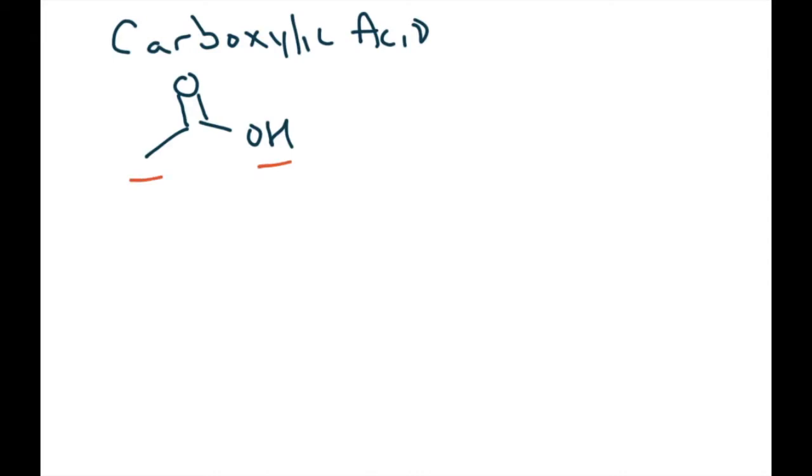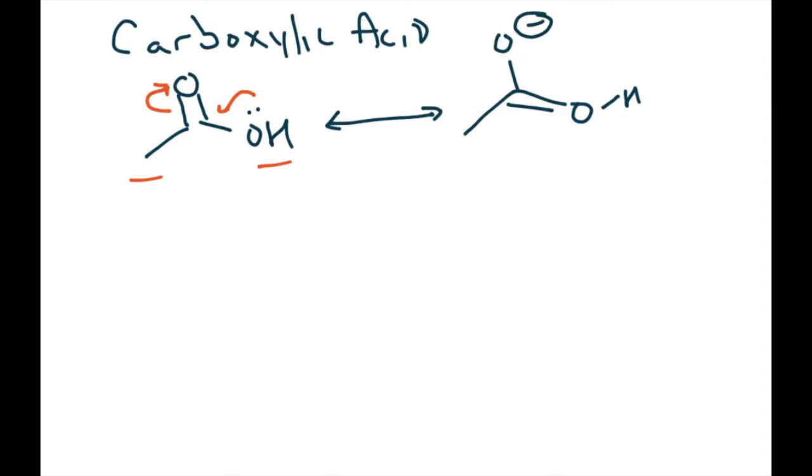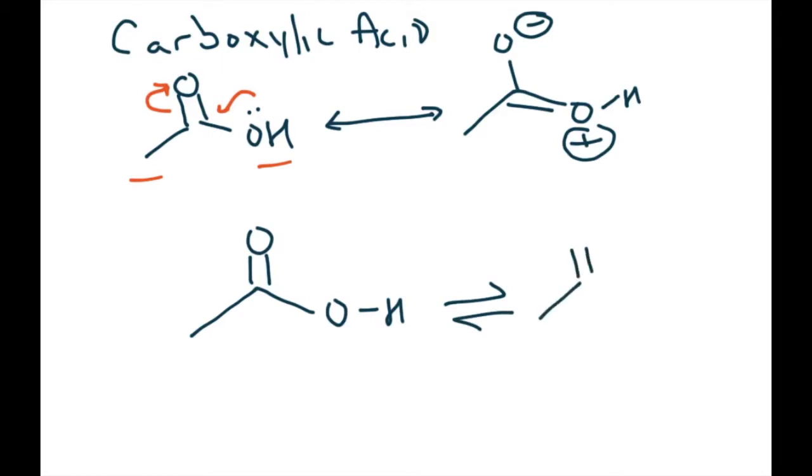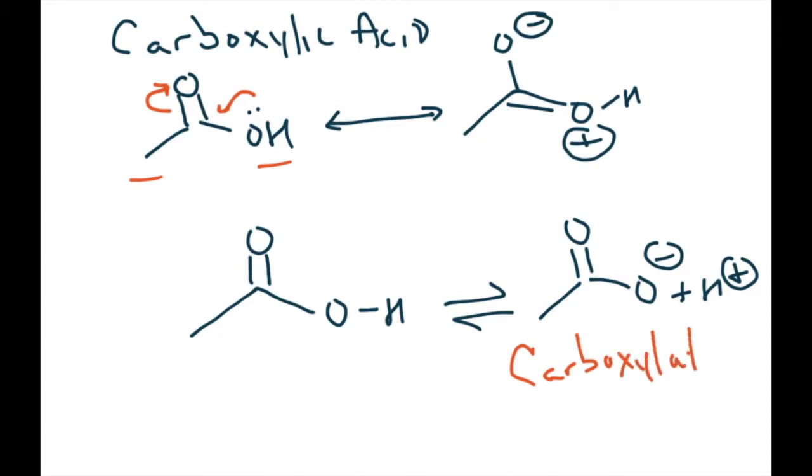Carboxylic acids exist in two resonance forms, right? We can take the lone pair on our oxygen and it can push down, push electrons up, and that's going to give us this structure here with an O minus and an O plus. As the name implies, carboxylic acids are able to relatively easily lose their proton and make O minus plus H plus. This negative ion they form is called a carboxylate ion.